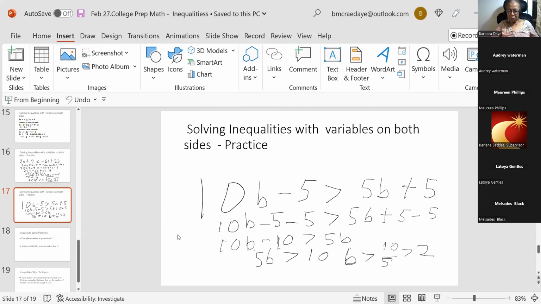Just write b greater than 2. Simple. But I should take off the 5. Yeah, your answer would just be b greater than 2. That's your answer.